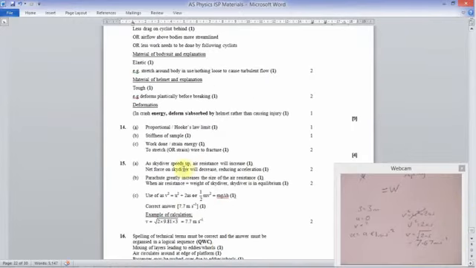Skydiver speeds up. This is exactly what I was talking about before. Skydiver speeds up, causing air resistance to increase, so net force, or resultant force, will decrease, reducing acceleration. Exactly what we said. Parachute greatly increases the size of air resistance, so when air resistance is equal to weight, it is at equilibrium. That's exactly what we're talking about. V squared equals u squared plus 2as. Correct answer 7.7, or 7.67 is fine.